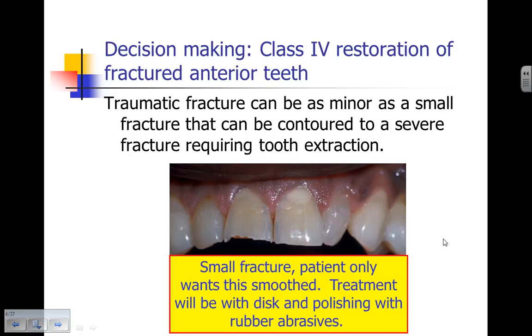For this small fracture on the incisal edge of tooth number 8, the patient only wanted it smoothed off. We took a finishing disc, a soft wax disc, and finished it down, and then we polished it with a rubber abrasive. For me personally, I would have restored this with composite, and keep in mind, to restore it with composite, we need to do a significant tooth preparation. We need enough composite to be durable and stay in place in this anterior high stress bearing area.